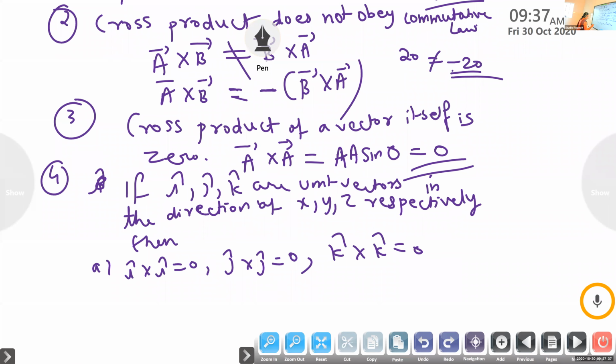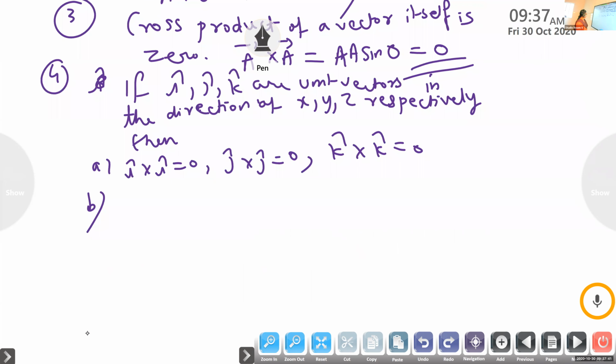Okay. So next, each one we have to do. In this case, i cross j is going to be the third one. The first set of one, i cross j, is going to be the third vector.